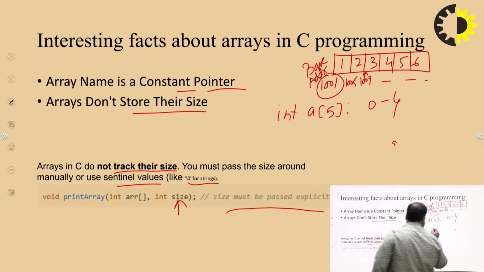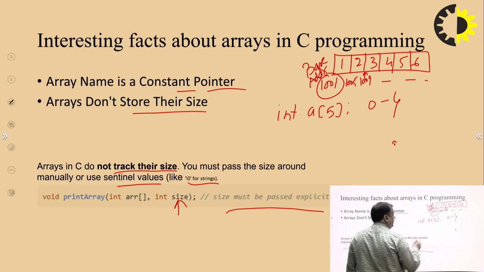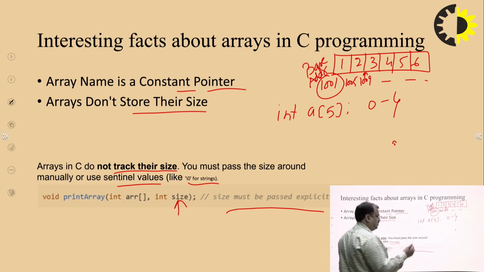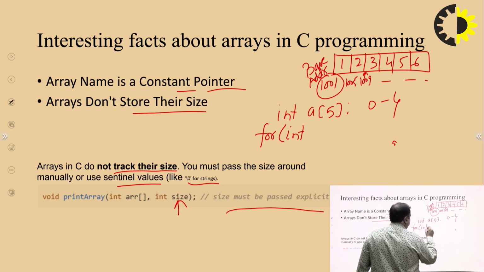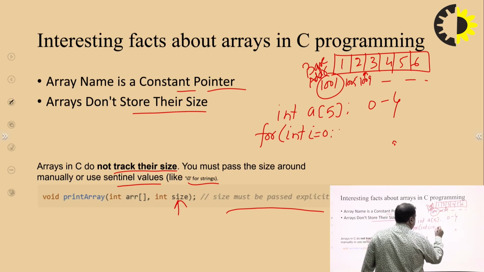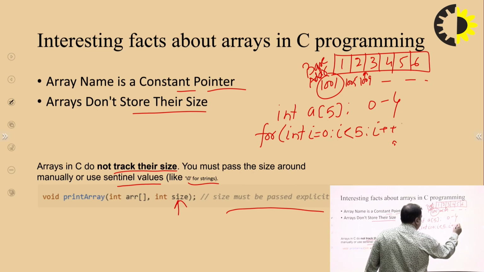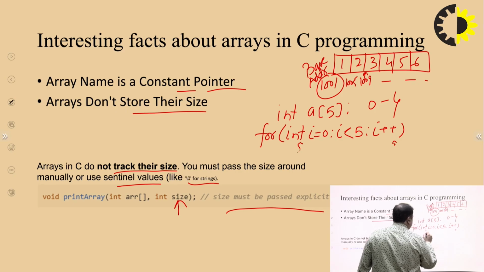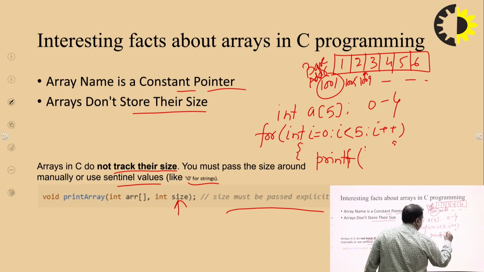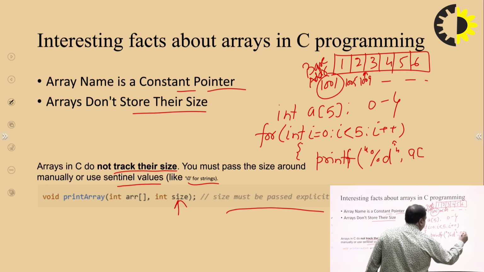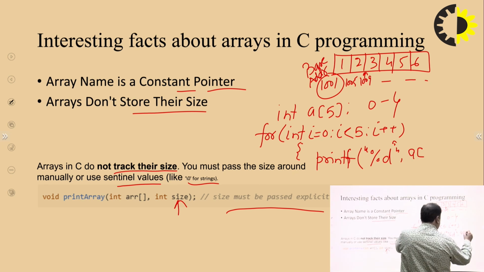So if I want to traverse all the values of this array, I need to use a for loop: int i = 0; i < 5; i++. And what am I doing? I am printing this, so I have printf("%d", a[i]).